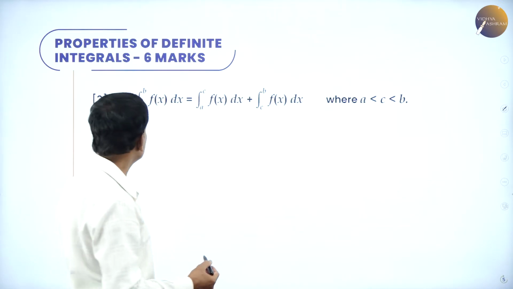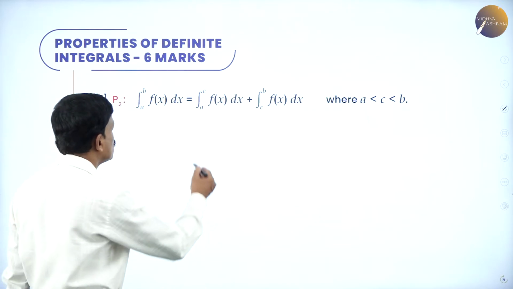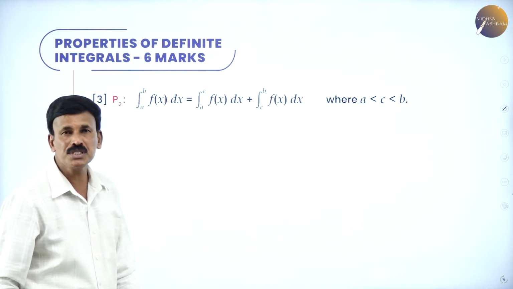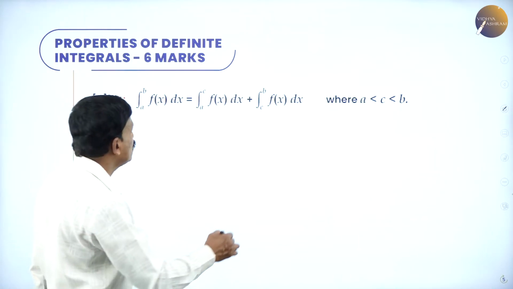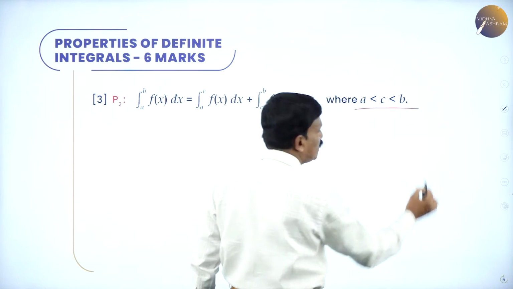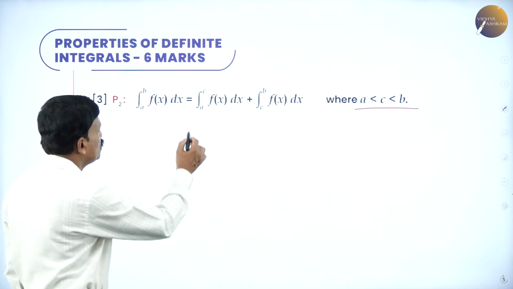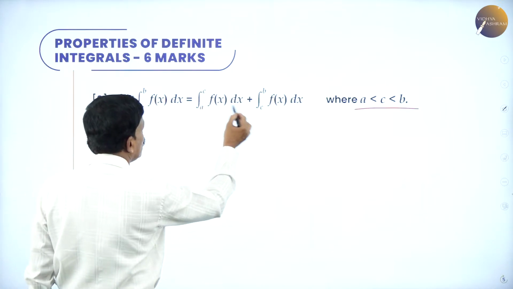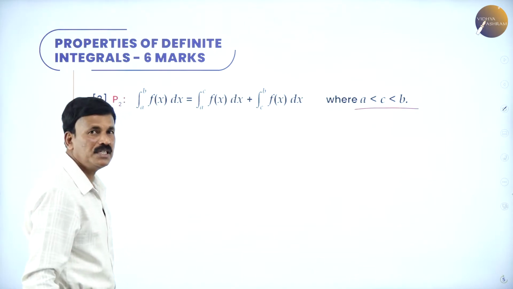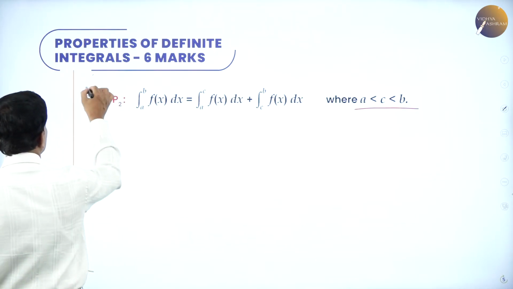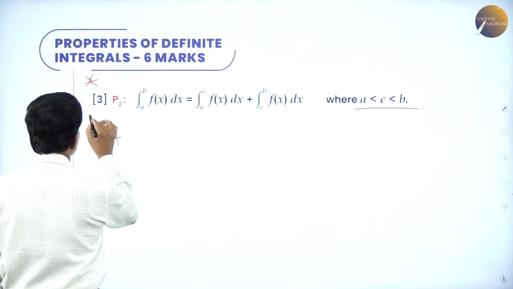The next property, property number 3, P2: integral a to b f of x dx is also equal to integral a to c f of x dx plus integral c to b f of x dx, where c lies between a and b. So, the splitting of the limits, that's it, split it. So, a to c f of x dx plus c to b f of x dx, where c lies between a and b. This is a very important property. Okay. Now, let us come to the proof.